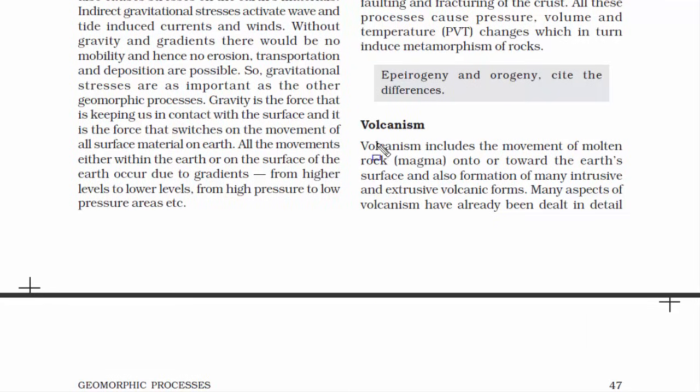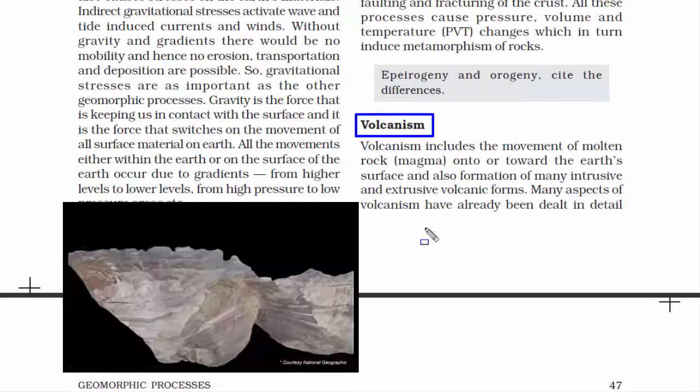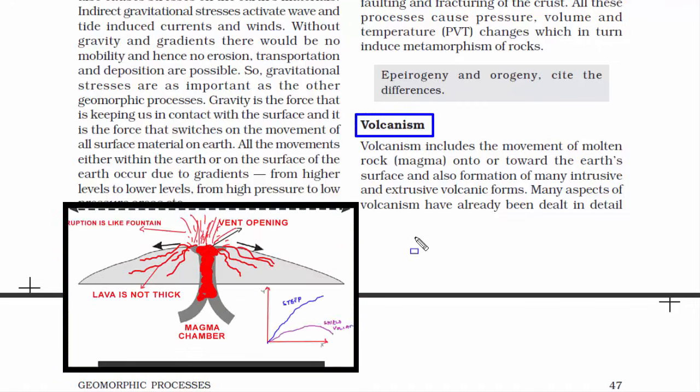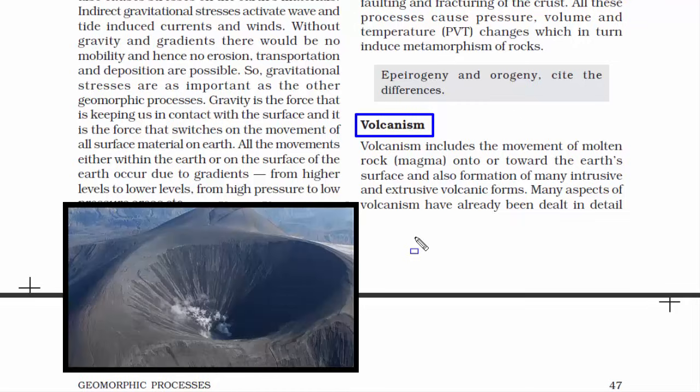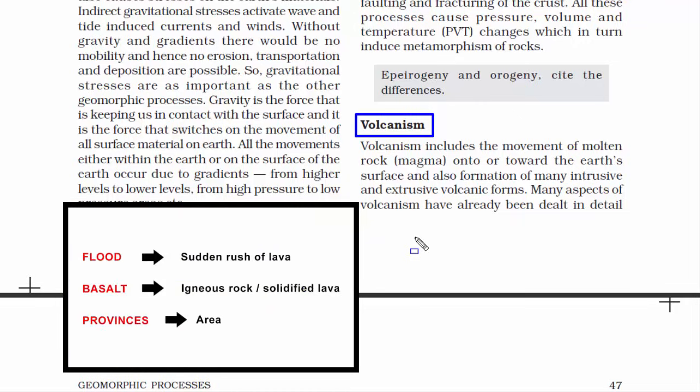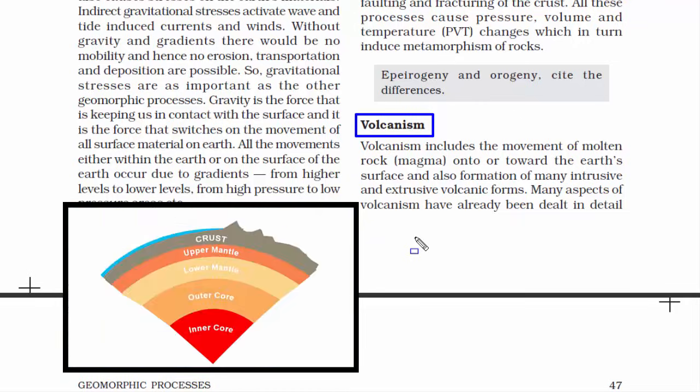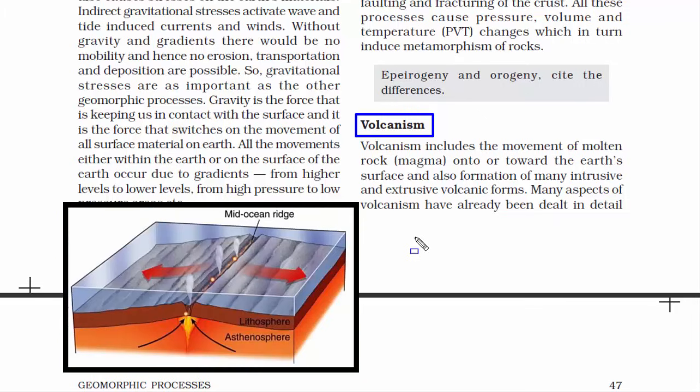Now the next topic is volcanism. So basically it means how the molten magma comes out on the earth's surface, and due to that many volcanic forms takes place. I've made a separate video on different types of volcanoes. The link is in the description. You can check it out.